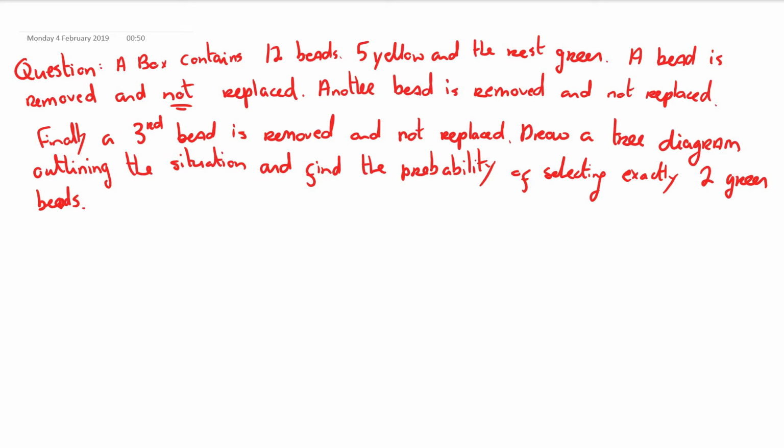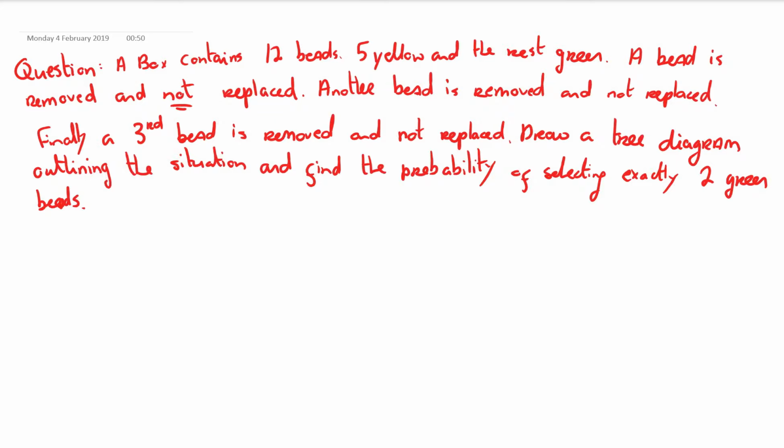Okay, in this video we're going to look at a more complicated tree diagram, okay? So something along the lines of what we get in Leaving Cert higher level exam maybe. Right, so it says a box contains 12 beads. 5 are yellow and the rest are green. A bead is removed and not replaced. Another bead is removed and not replaced, and finally a third bead is removed and not replaced. Draw a tree diagram to outline the situation. Find the probability of selecting exactly one green.